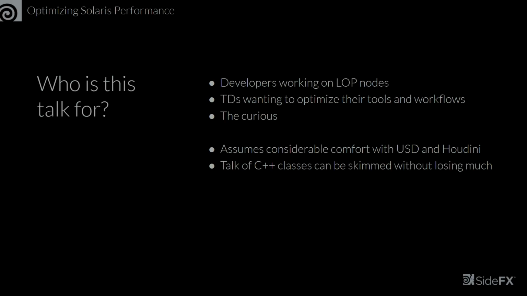So who is this talk for? I'm going to talk a little bit about C++ classes and a bit about writing LOP nodes in C++. So if you're a developer working on C++ LOP nodes, this is for you. If you're a TD who wants to optimize their tools and workflows, so you're writing Python LOPs, you're putting together templates and LOP networks for people, there's going to be a lot of stuff for you too. And for anyone who just wants to know what the hell's going on. I'm just going to assume that you know USD stuff, that you know Houdini stuff, that you know LOP stuff. The C++ stuff, I'll be giving some class names, but you can just ignore it and you won't miss much.